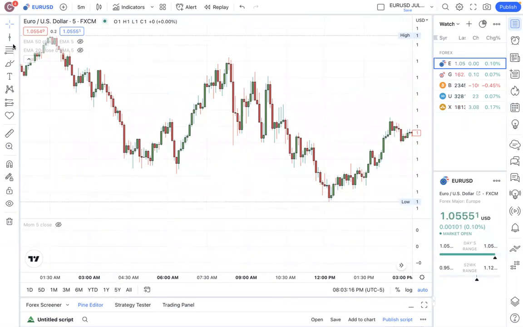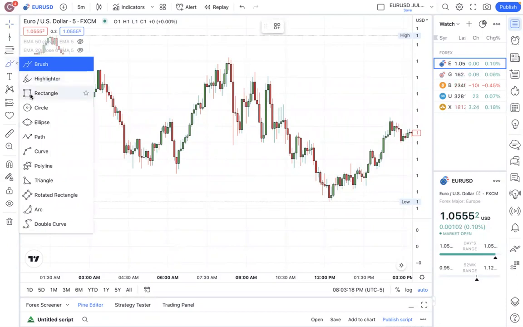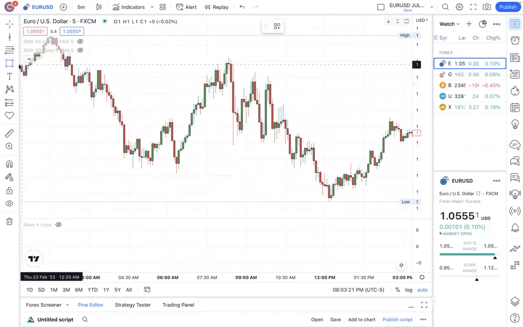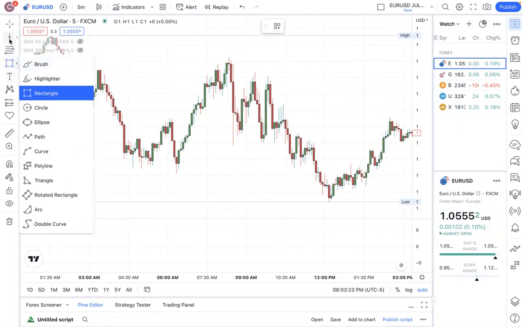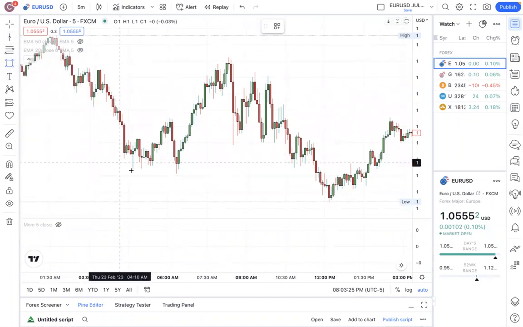So I'm not going to use that tool. I'm going to come over here, right? And this is how I personally mark up my charts. You can come over here. All these tools are free. You can click the rectangle.